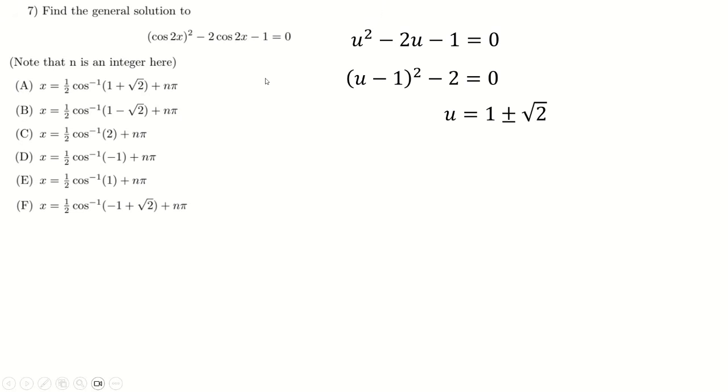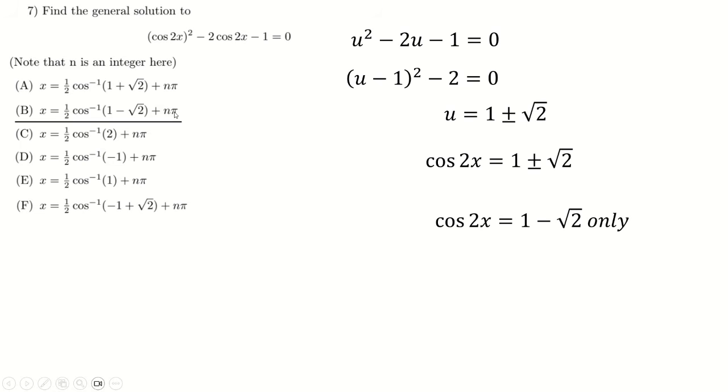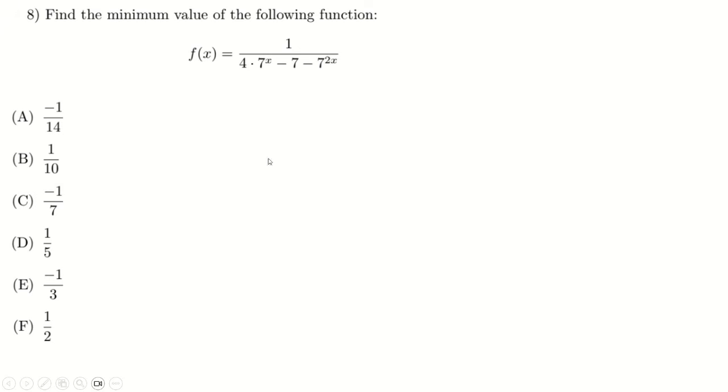You get this. Now, u is cos of 2x, and of course, cos of 2x can't be bigger than 1 or less than minus 1. So the only solution to this is 1 minus root 2. And then, of course, you can just take cos inverse and halve, and then add the multiple to represent moving along in the cos solutions. But I think that's it.